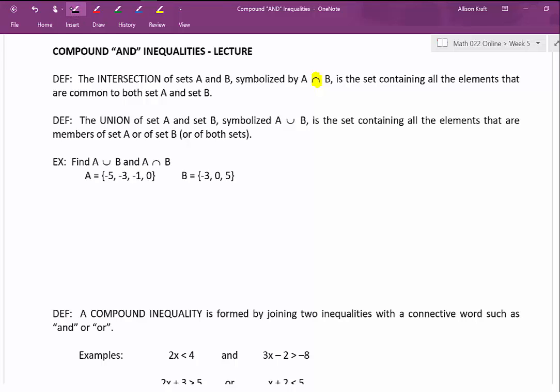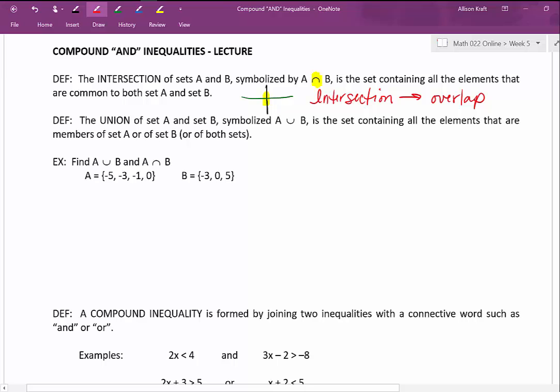If you think about when you've heard the word intersection before in your life, when you're driving on a road, the intersection is the place where two different roads meet. That's what intersection is going to mean for us with sets as well. Intersection is the overlap of two sets.